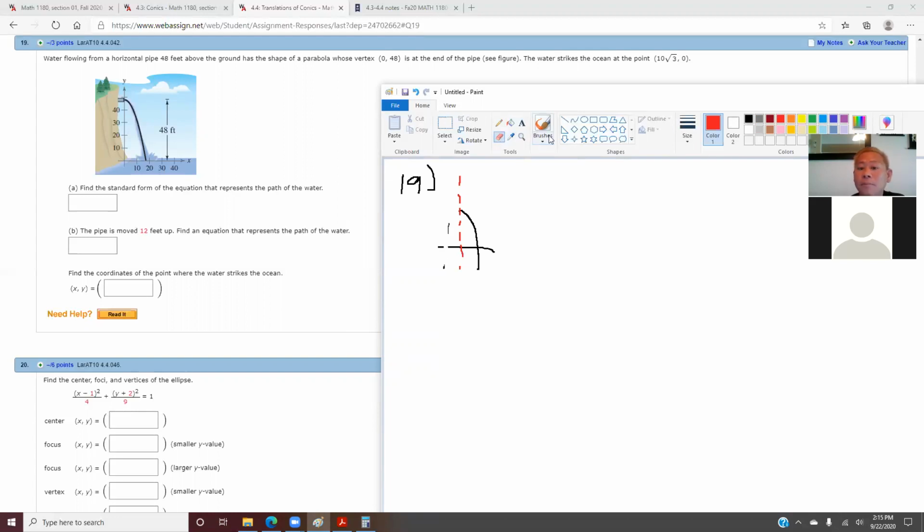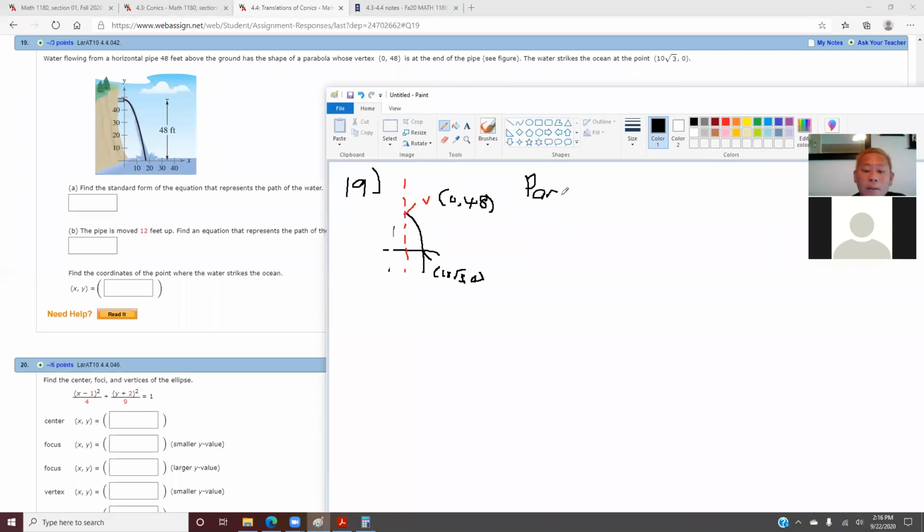You guys with me here? I'll tell you what's going on. So this is actually your vertex. And your vertex in this case is (0, 48). Why I know it's (0, 48) is because it is 48 feet above the ground. And this is 10√30 given to us.